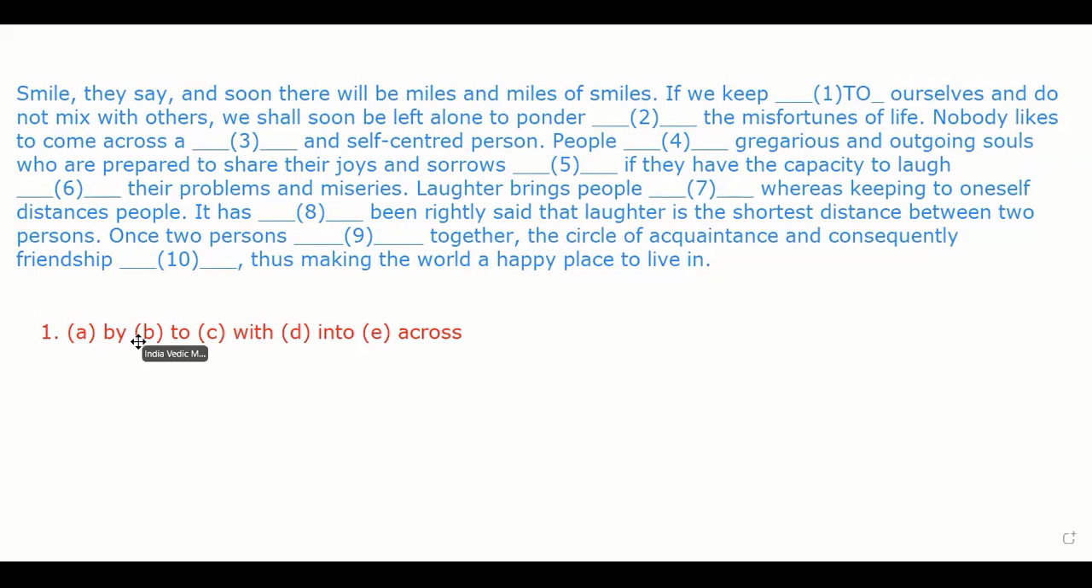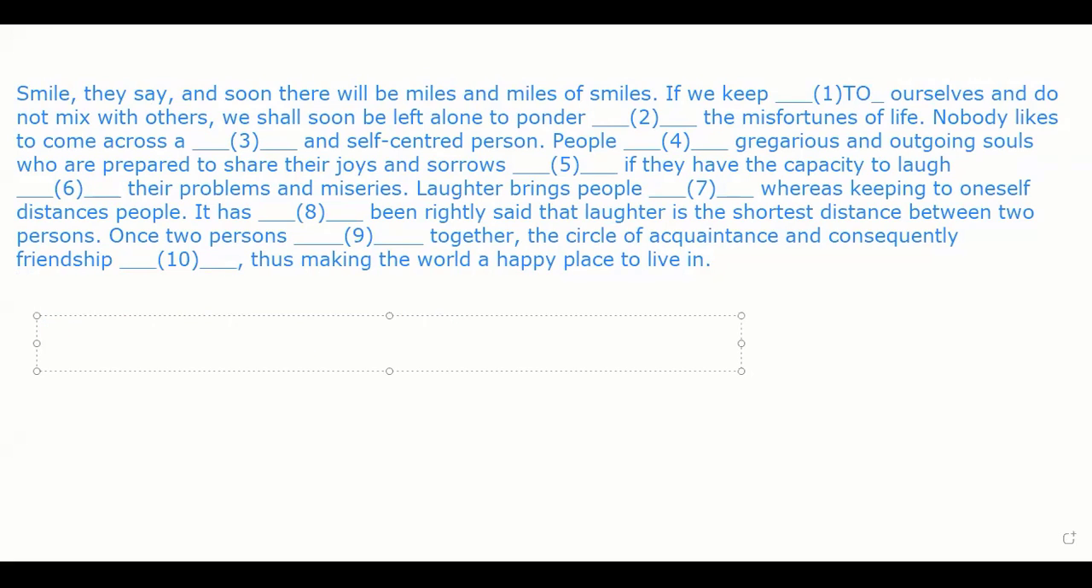Question 2 is, here are the options for 2. Over, on, at, upon or above. Think over it, everybody. What should come in the second? If we keep to ourselves and do not mix with others, we shall soon be left alone to ponder, dash dash dash. Ponder over, ponder on, ponder at, ponder upon, ponder above. Some preposition thing. How do we use the verb with it? Think over it.